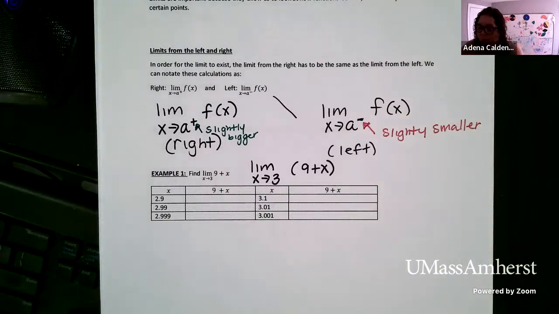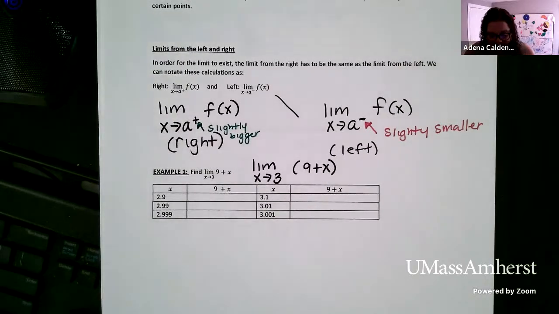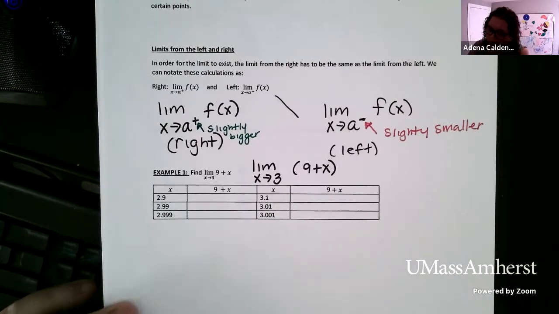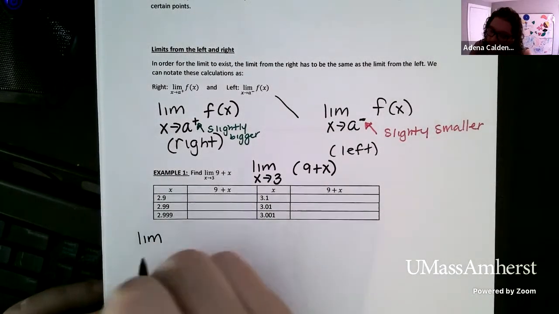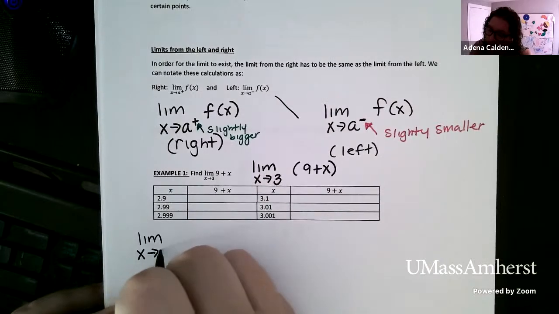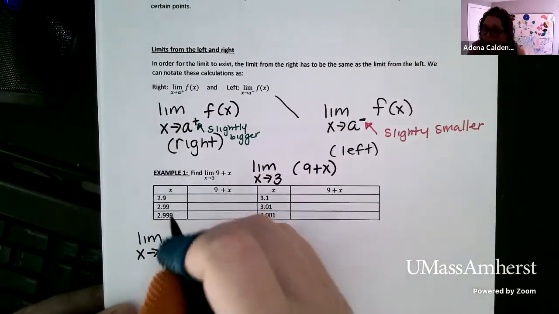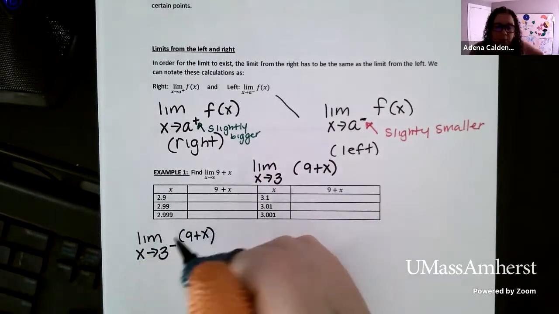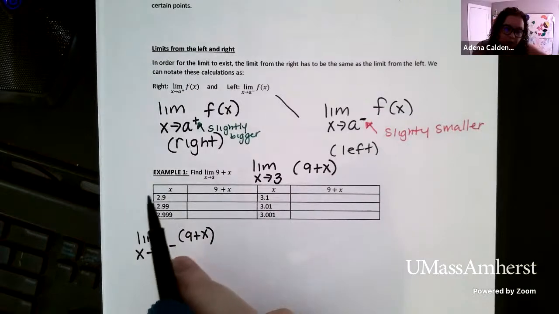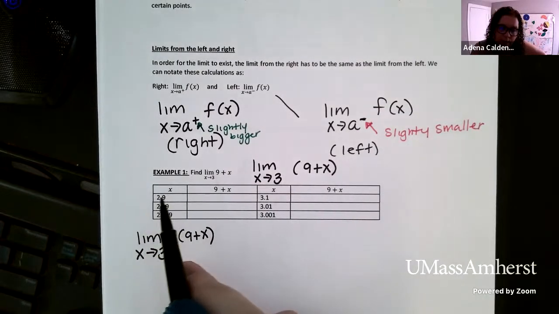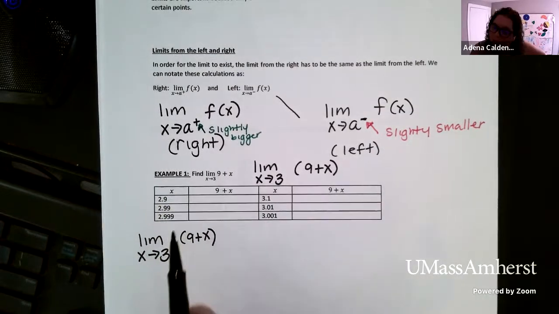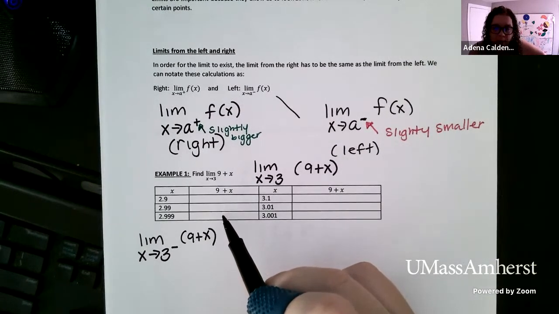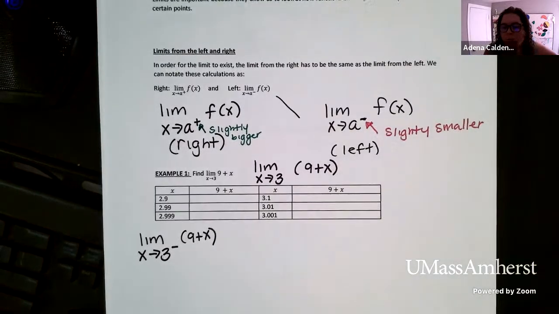So what we're going to do is take numbers slightly less than 3. So 2.9, 2.99, 2.999. And we're going to use that to determine the limit as x approaches 3 from the left of 9 plus x. So this is the left-hand approximation. So we take each of these numbers that are slightly less than 3 and getting closer and closer to 3, and we plug them into the function that we're looking at. And we get the outputs, and we're asking what do they approach.